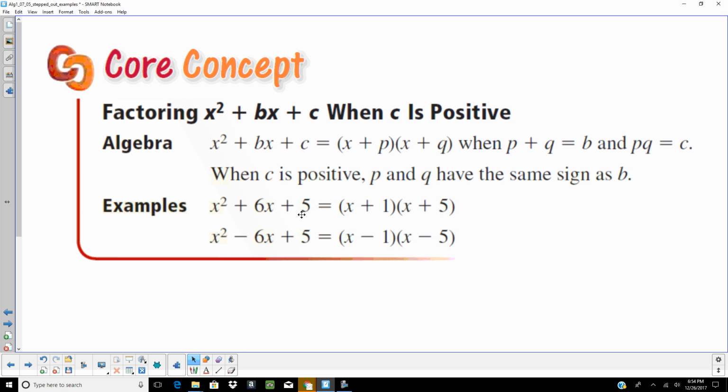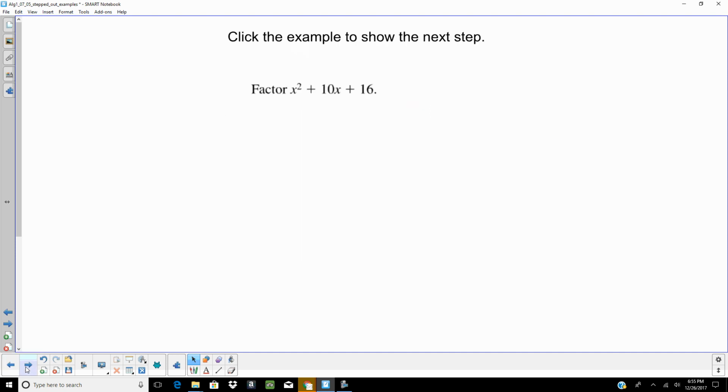So I'm looking for two numbers that multiply to 5, add to 6. That'd be positive 1, positive 5. On this example, two numbers that multiply to positive 5 add to negative 6. That's negative 1, negative 5. If I were to FOIL those out, I would end up with either x squared plus 6x plus 5, or in the bottom one, if I FOILed that out, x squared minus 6x plus 5. So what we're really doing is the opposite of FOILing. So let's go ahead and do our first example.